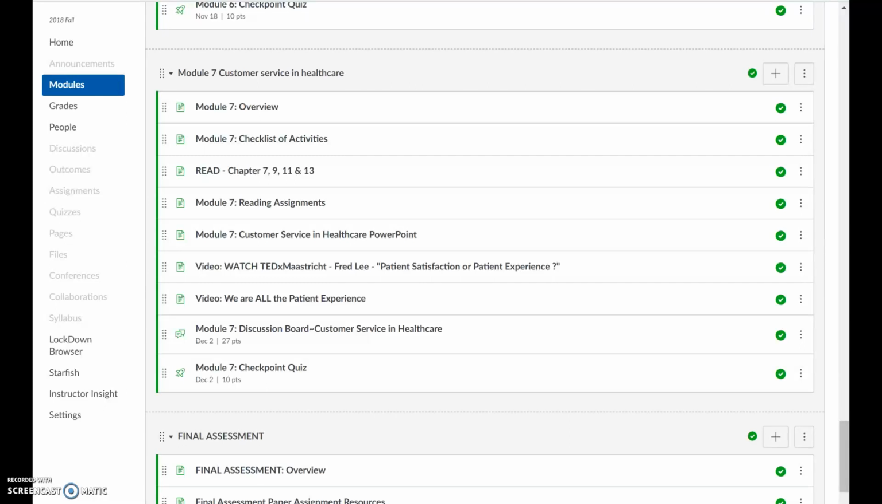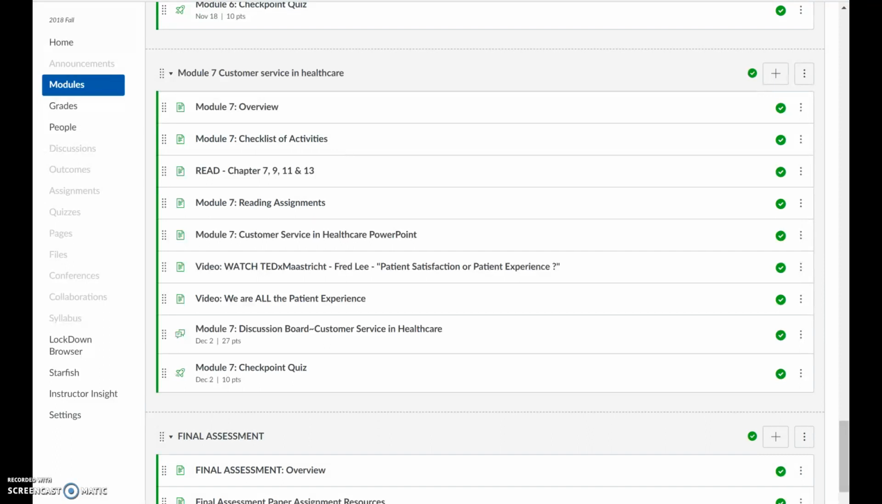Module 7, Customer Service in Healthcare. Many times we think of customer service as going into a store, being greeted by somebody, and paying for a good. Well, healthcare has turned into something similar to that. We have somebody that's going to greet us as we come in, making sure that our needs have been met, getting services from some sort of provider, and paying for those services in one way or another.